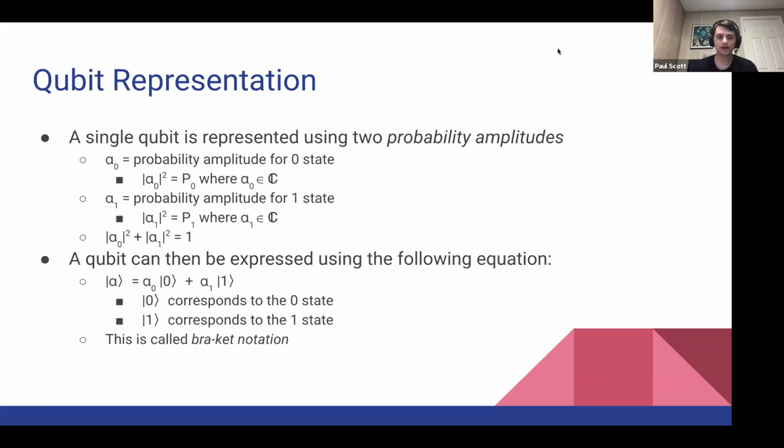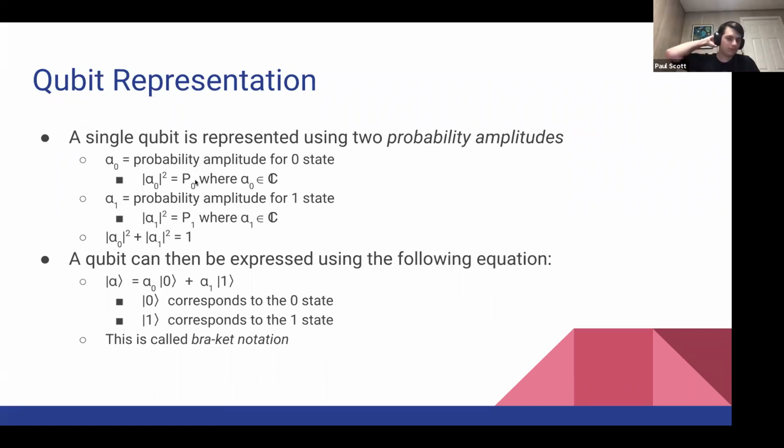So how do we represent a qubit, at least in the mathematical sense? A single qubit can be represented using what are known as two probability amplitudes. And I'll explain what those are in a second. So the first one is called alpha 0. You can use any letter. I just decided to use the Greek symbol alpha. And this is the probability amplitude for the 0 state. And so what you do with the probability amplitude is if you take the magnitude of it and then you square it, it will give you the probability that we measured the 0 state.